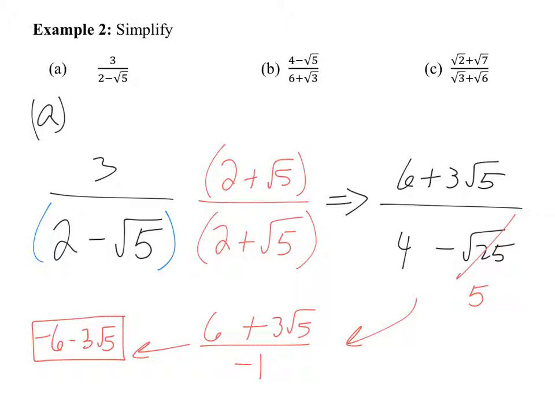So all the bottom you have is 4 minus radical 25, which is really 4 minus 5, which is negative 1. And the negative 1 can go into both of these, make it negative 6 minus 3 root 5. Negative 6 minus 3 root 5.